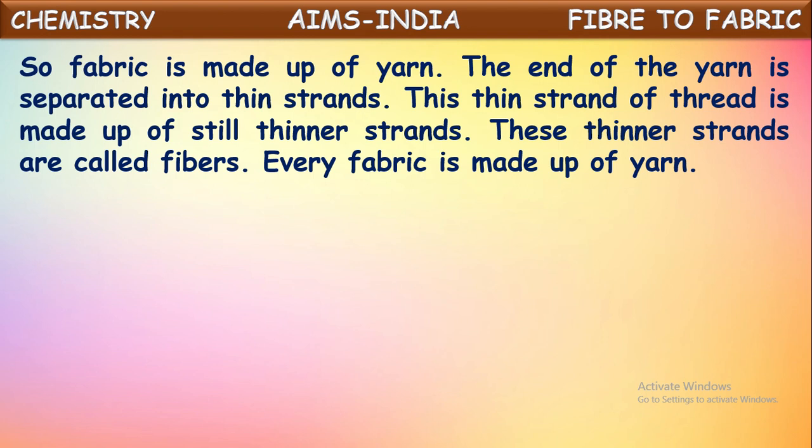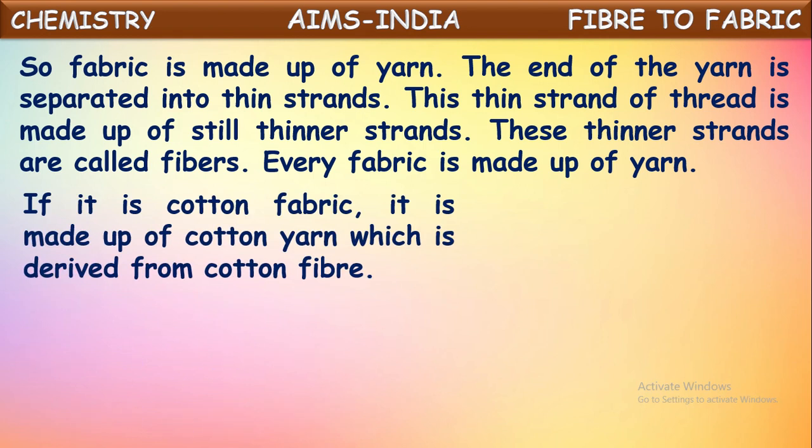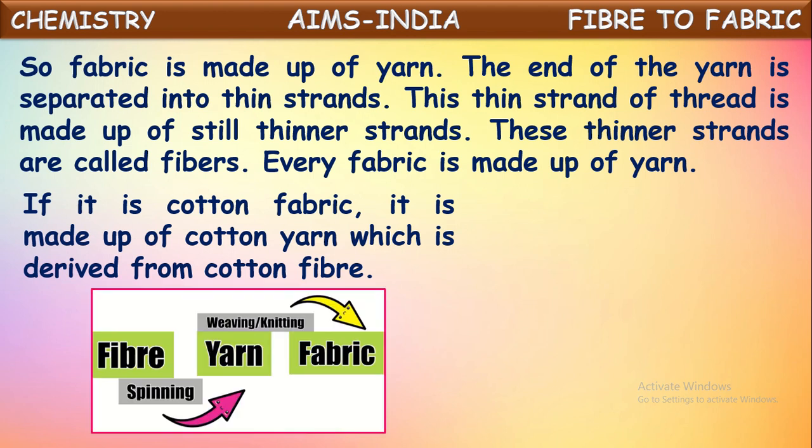So these fibers are obtained from different sources. These fibers are twisted to get yarn. These yarns are woven into fabric. So in this way, every fabric is made up of yarn and every yarn is made up of fiber. For example, if it is a cotton fabric, it is made up of cotton yarn, which is derived from cotton fiber. Okay, this is the pattern.